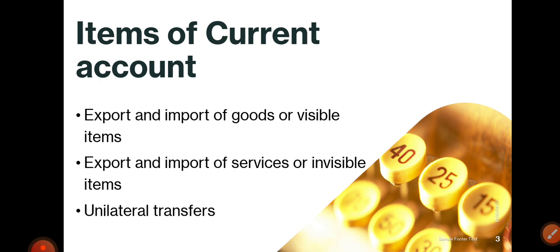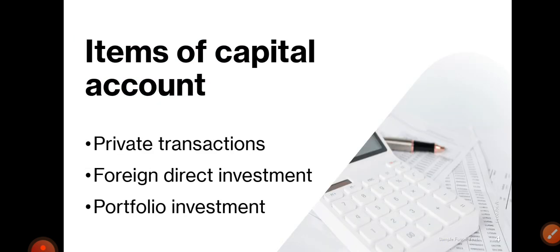Next item is unilateral transfers. Unilateral transfers are those receipts which residents of a country receive, or payments that the residents of a country make, without getting anything in return. The receipts from abroad are entered as positive items and payments to abroad are entered as negative items. As we all know, export is good for a country, whereas import of anything, assets, goods, services, is said to be a liability for the country.